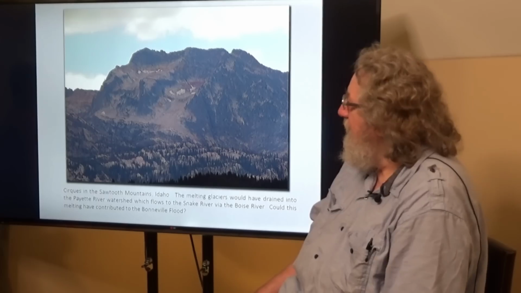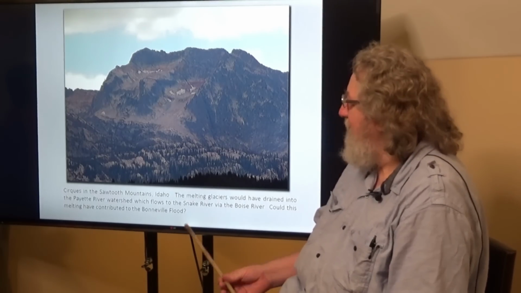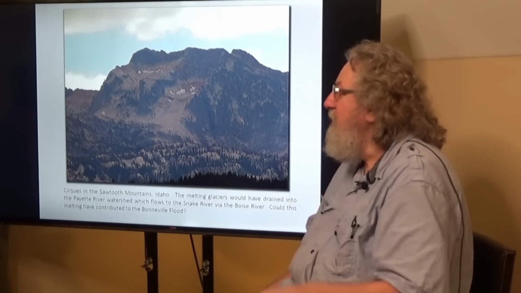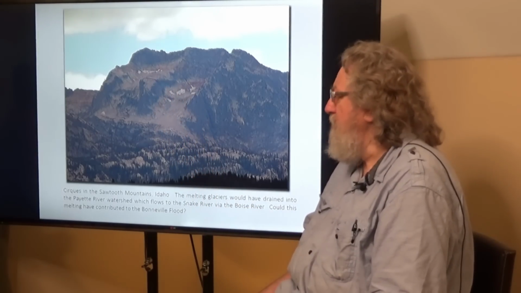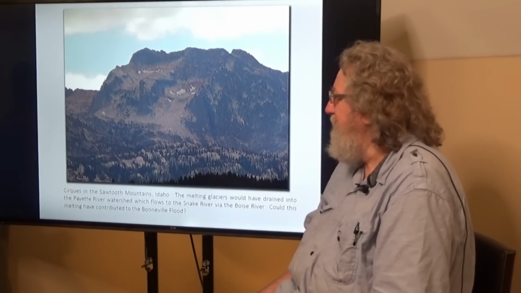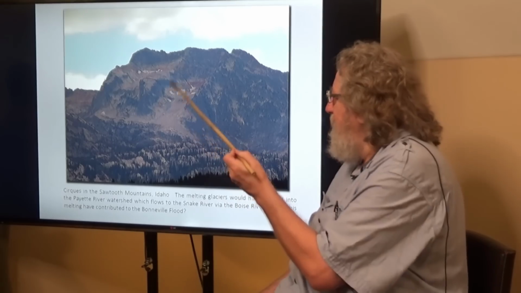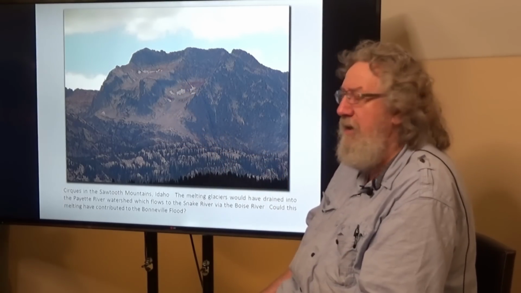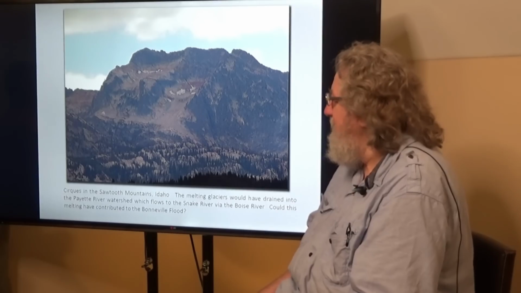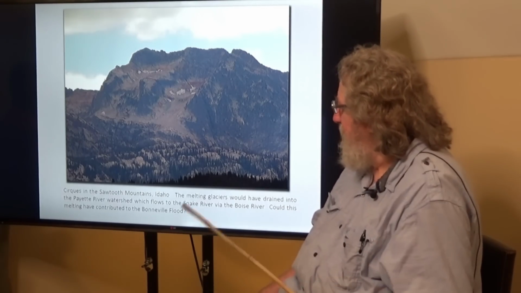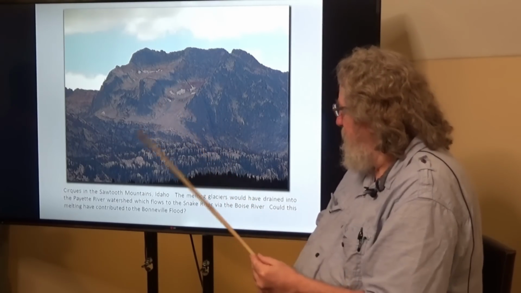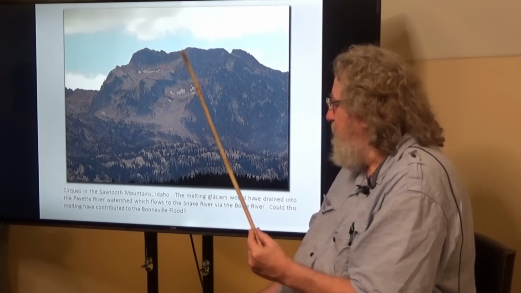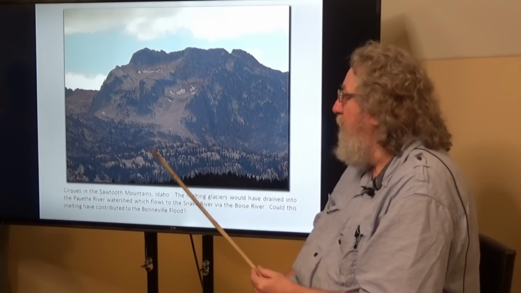Exactly. This is the Sawtooth Mountains, and what we have here are called cirques. These are bowl-shaped depressions that were the accumulating grounds for mountain glaciers. And so this is evidence right here that there was once extensive glaciation in these mountains, evidently going back to the last ice age. The melting glaciers on these Sawtooth Mountains would have drained into the Payette River watershed, which flows to the Snake River via the Boise River.